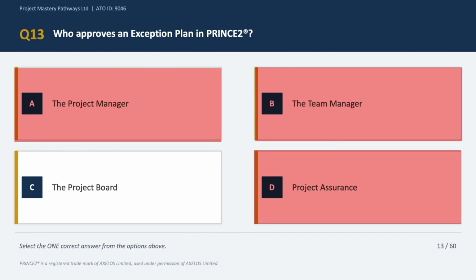Now option C says the project board, and this is exactly what PRINCE2 expects, right? First, the project manager raises an exception report to the project board, which reviews it, and if it decides to continue, directs the project manager to produce an exception plan, and then the board formally reviews and approves the exception plan. So the correct answer is option C.